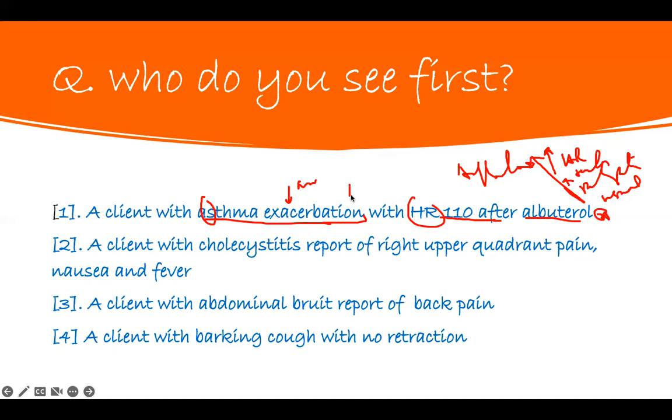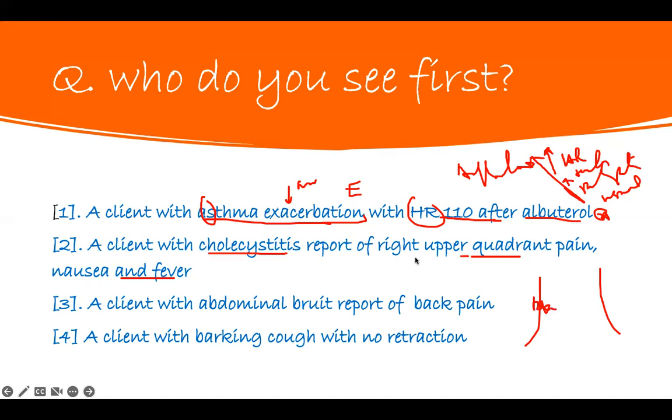So this is unexpected. It's gone. I'm not worried about him anymore. The client with cholecystitis with right upper quadrant pain, nausea, and fever. Well, cholecystitis, you just have to look at it and know what it is. This is gallbladder, infection of the gallbladder. Where is the gallbladder? It's on the right upper quadrant.